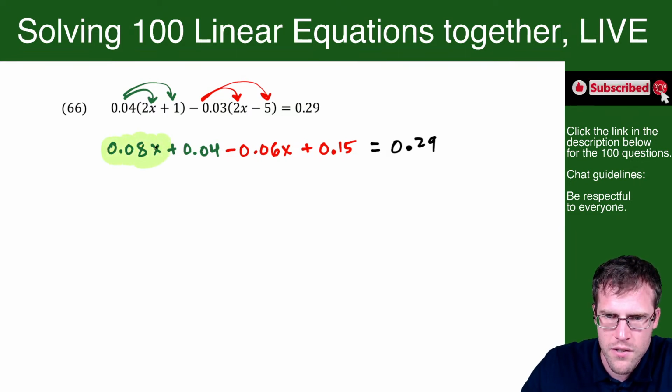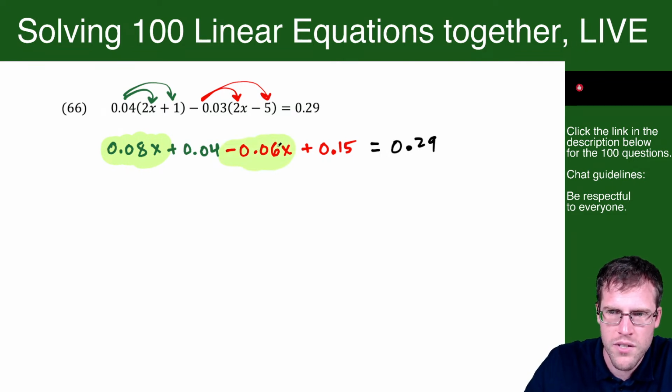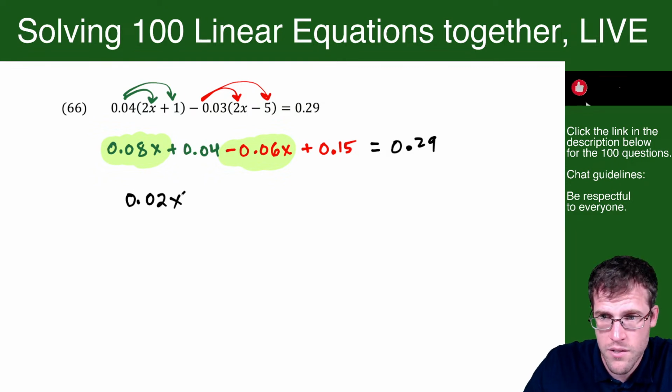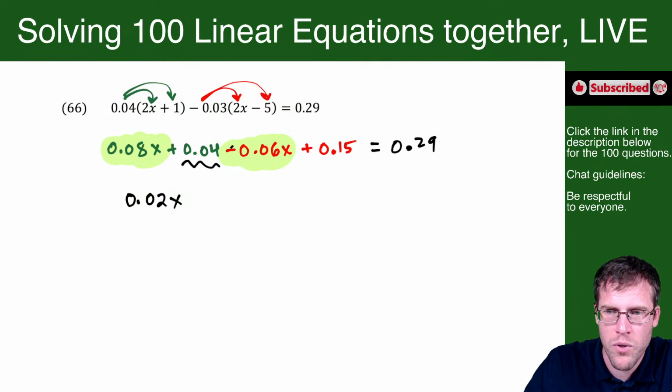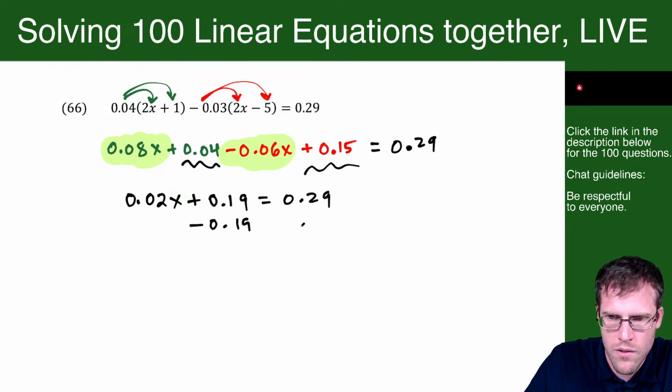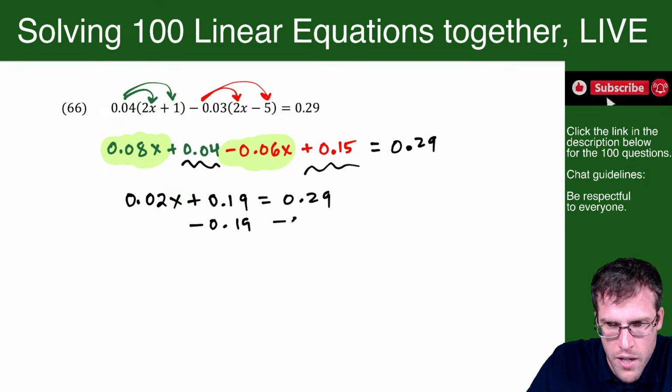So now we have 0.08x minus 0.06 times x. So these two are going to combine to make 0.02x. Just think 8 minus 6 is 2, so it's going to be 0.02x. And then for this part, we have 0.04 plus 0.15. That's like 15 plus 4 is 19. So we have 0.19 equals 0.29. And now do minus the decimal 0.19 on both sides.